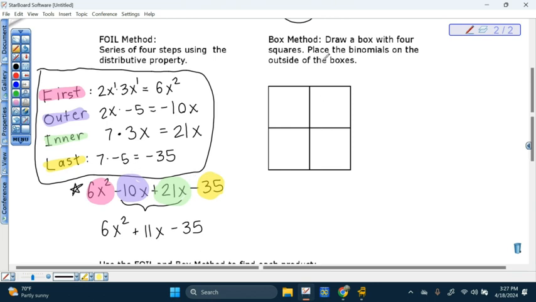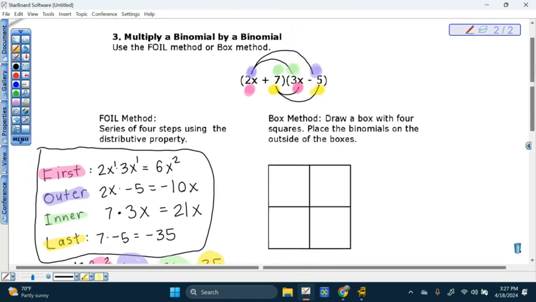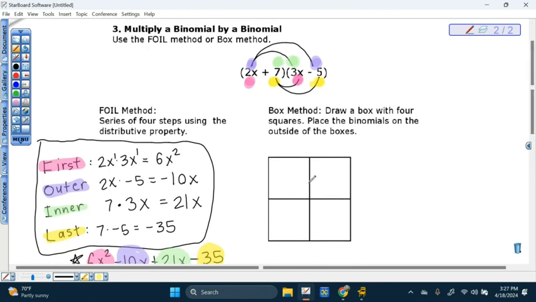So I can show you the box method as well. Let's look at the box method. So for the box method, you got to start by drawing a box, obviously, and it needs 4 squares, right? 1, 2, 3, 4. And I need to place the binomials on the outside of the boxes. So I'm going to take 2x plus 7, and I can put it on top. And it doesn't really matter. I could put it on the top or I could have put it on the side. And I'm going to take 3x minus 5, and I'll put that on the side. And it's really the exact same process, just a different way of organizing it.